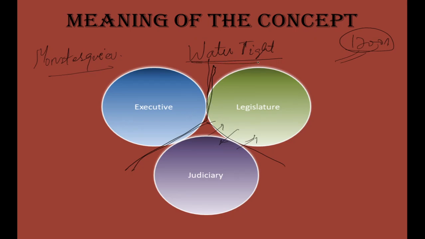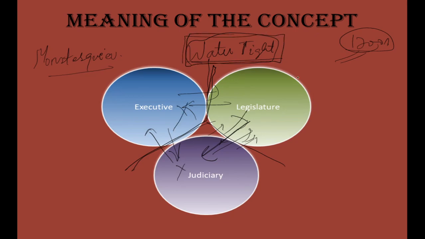The watertight model here meant that the executive cannot enter the domain of the legislature at all. The legislature cannot enter the domain of the judiciary at all, and vice versa. Here also vice versa, and then the same thing here. So this cannot happen. So this is the watertight model.